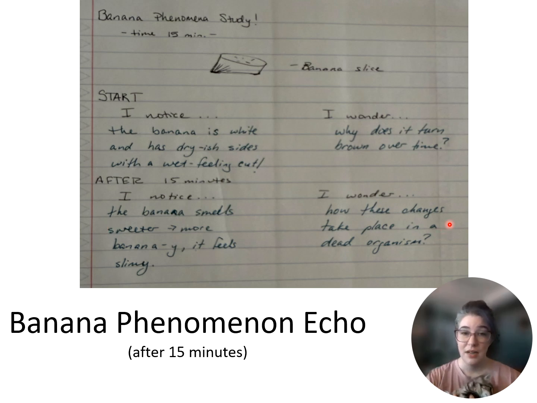My I wonder has changed to I wonder how these changes take place in a dead organism. Stuff is changing in this banana slice, but this banana slice is no longer attached to the banana plant itself. So how is this happening? How are enzymes still doing this process? So again, your notes do not need to look like mine, but you should have two separate I notices and I wonders.